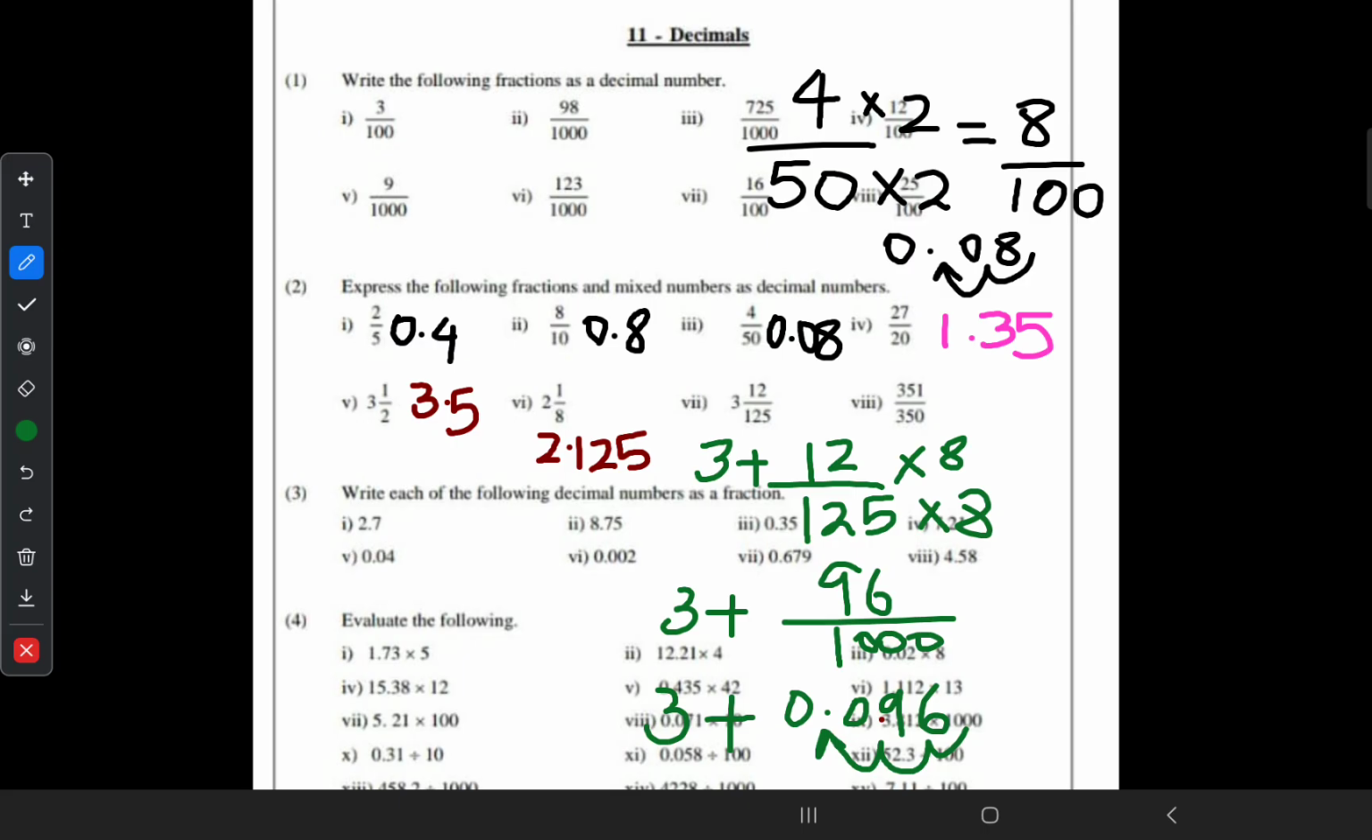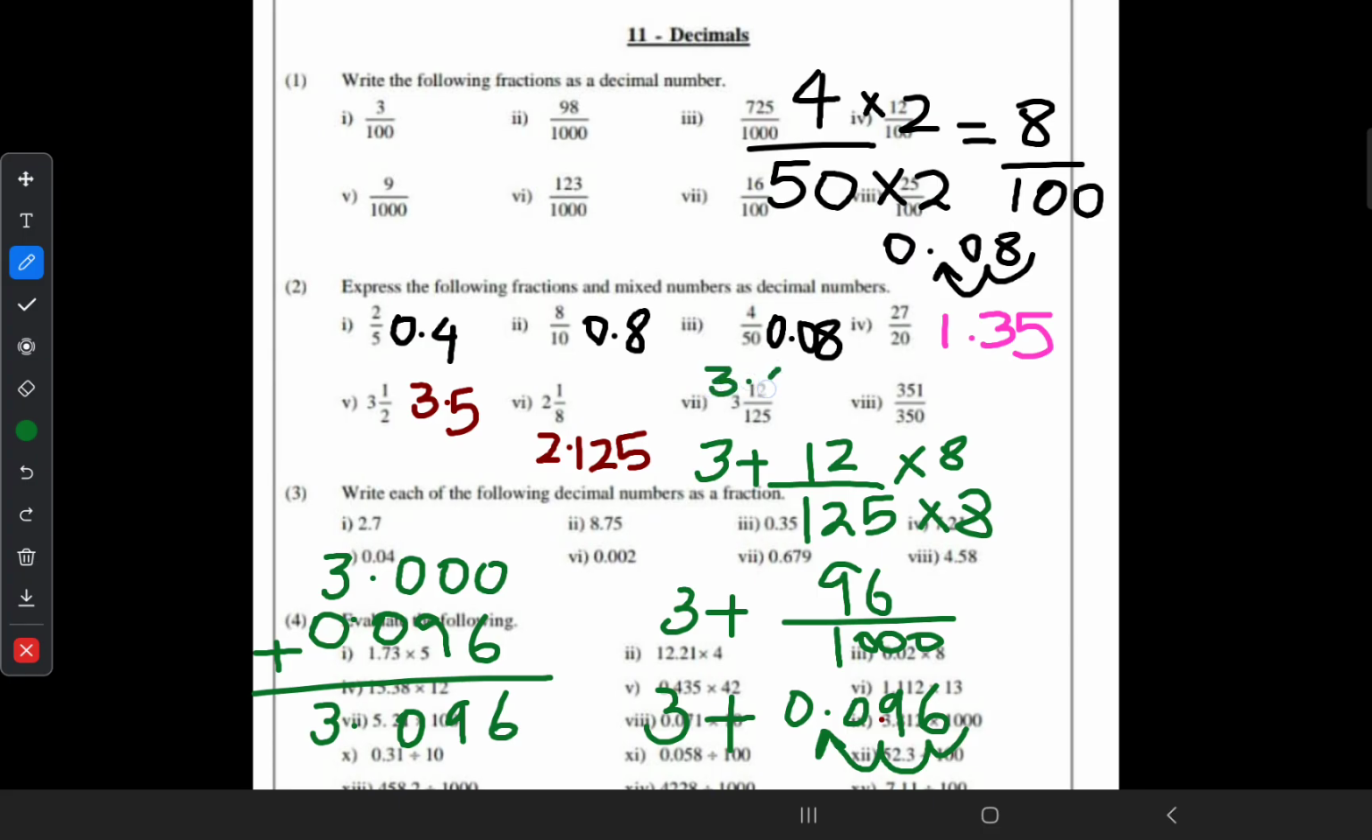When you are adding this, you know how to add this. You should write like this: 3.000 added with 0.096. When you add like this, your decimals should be aligned. When we add 0 plus 6, that is 6. 0 plus 9, 9. 0 plus 0, 0. 3 plus 0, 3. It should be 3 point. For this question, your answer should be 3.096.